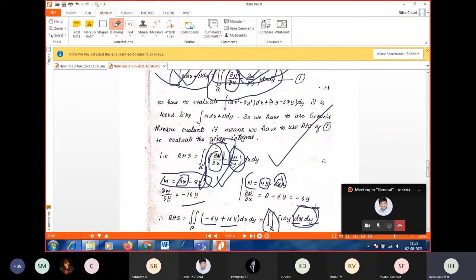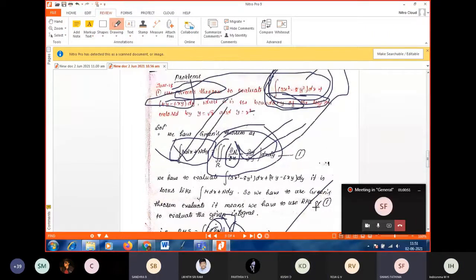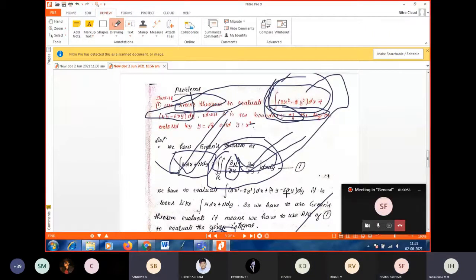How can I find the limits? From where can I find the limits? The question is given: the region enclosed by y is equal to root x and y is equal to x square. They are given the curves, not the x variation. They are given the region, which is enclosed by two curves.